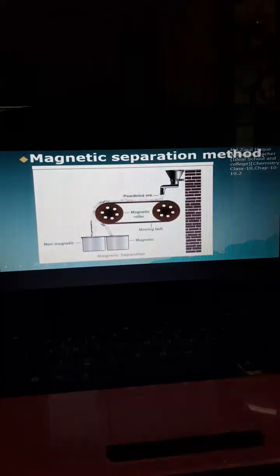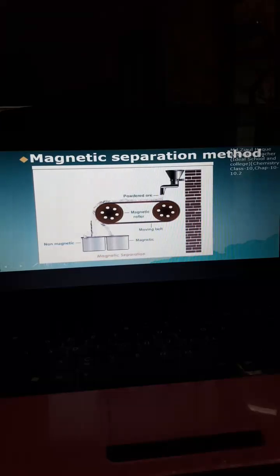Here you can see this one from where the ores are coming. This is ruler and here is given magnetic ruler. When it's coming, the magnetic substance is collected to the closest container and the lighter one is falling here.